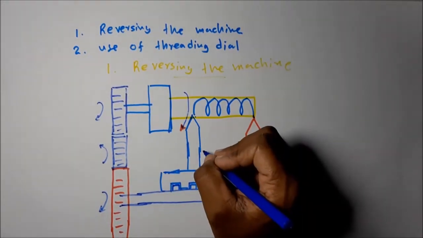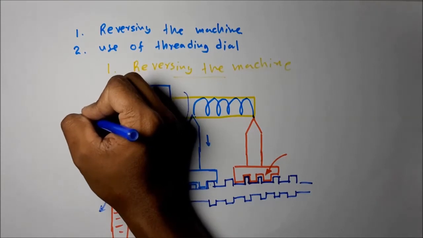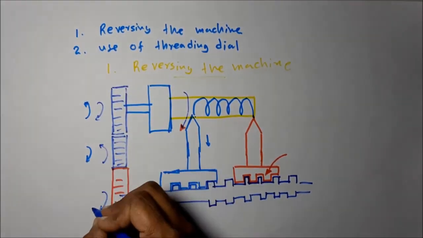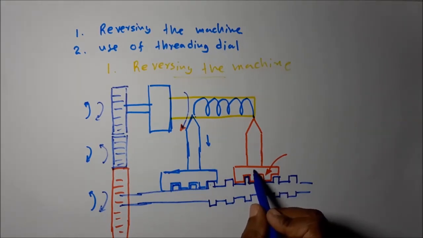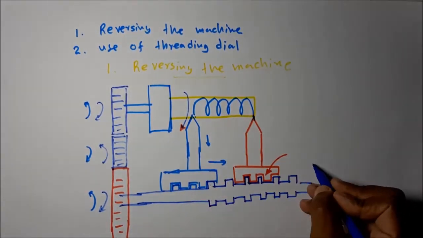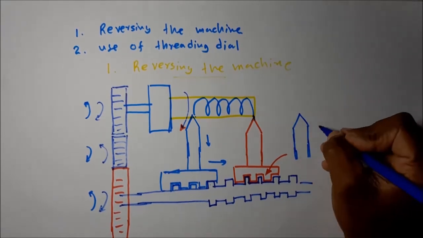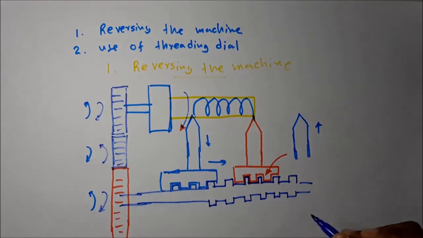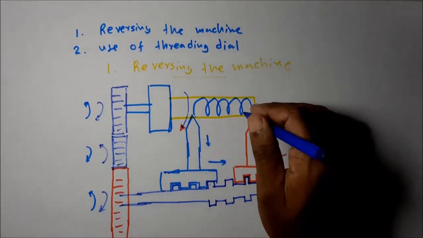Then when it reaches the end position, what are we doing? We withdraw the cutting tool backward. Then we reverse the machine, so we are rotating this one in this direction, this one in this direction, then this one in this direction. Then it follows this red loop path and goes to this position. After it reaches this position, we can run the machine forward again for the second cut. We advance the tool for the second cut and rotate again in a clockwise direction. Then it will follow the same thread profile because we have not disengaged the half nut in this process, so it follows the same path.